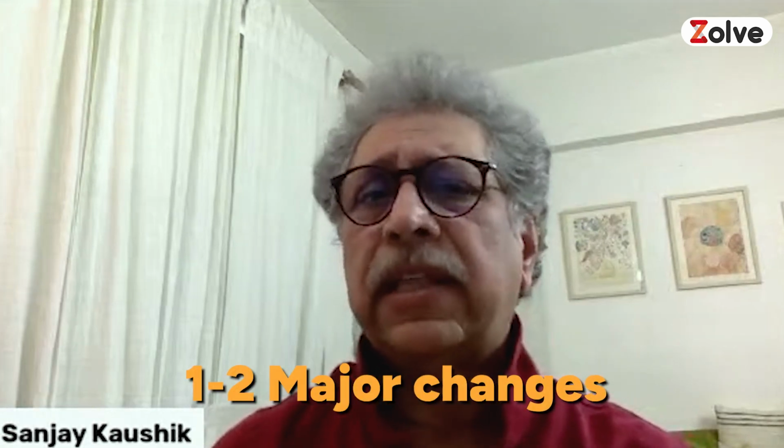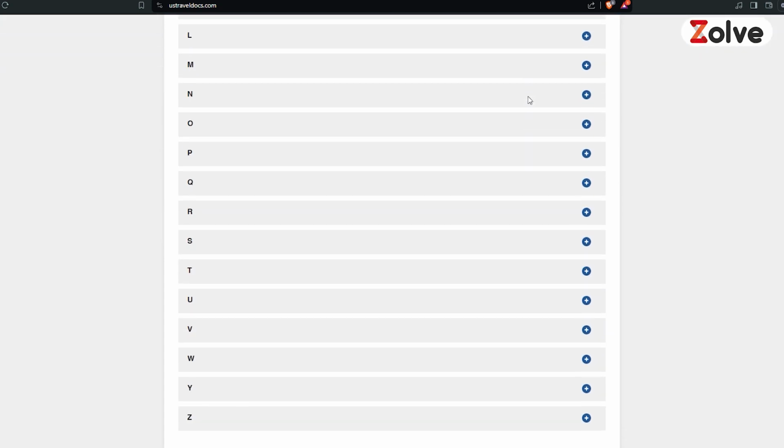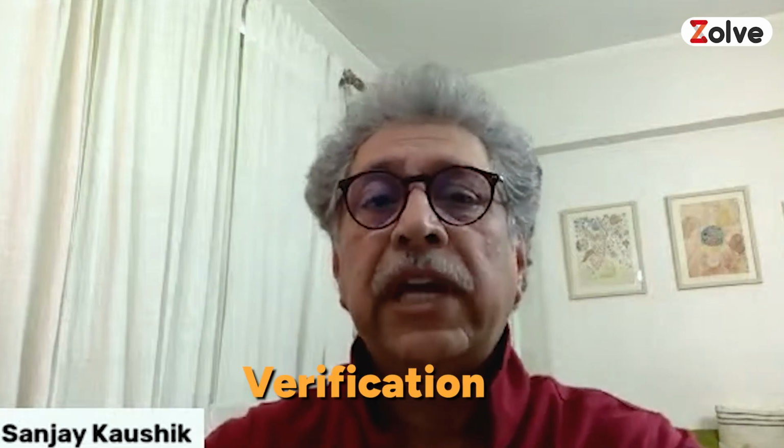The major changes, I would not say major changes on the new portal. There are only one or two major changes that the embassy has done. One is that the look and the feel of the US travel docs has changed a little bit. The most important thing they've incorporated is a verification code.